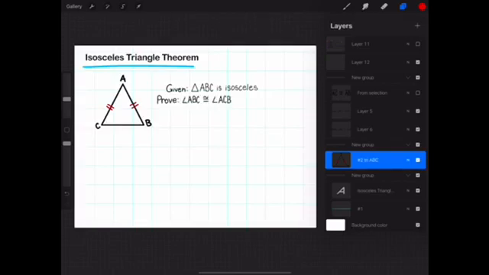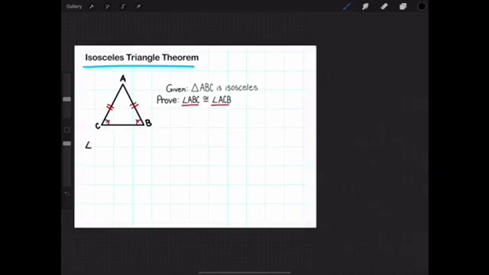In this proof, we will be using the SSS postulate to prove the isosceles triangle theorem, which means to prove the isosceles triangle theorem, we need to prove the three pairs of sides are congruent. In the first step of our proof, we're simply going to be writing down our given, which is triangle ABC is isosceles. The reason for this would be the definition of an isosceles triangle.